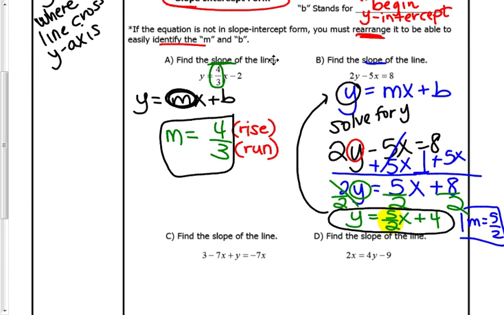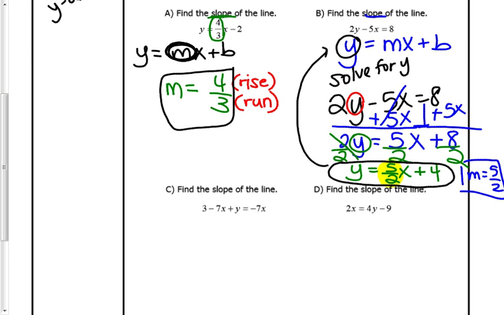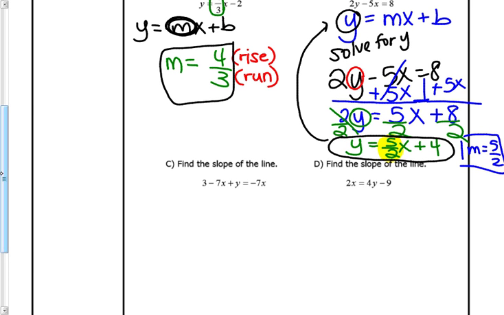Okay, so we're going to do a little more practice rearranging just like that, because they're not going to always be written nice and neatly in slope-intercept form for us. Most of the time, we're going to have to rearrange. Okay, so again, it says find the slope.